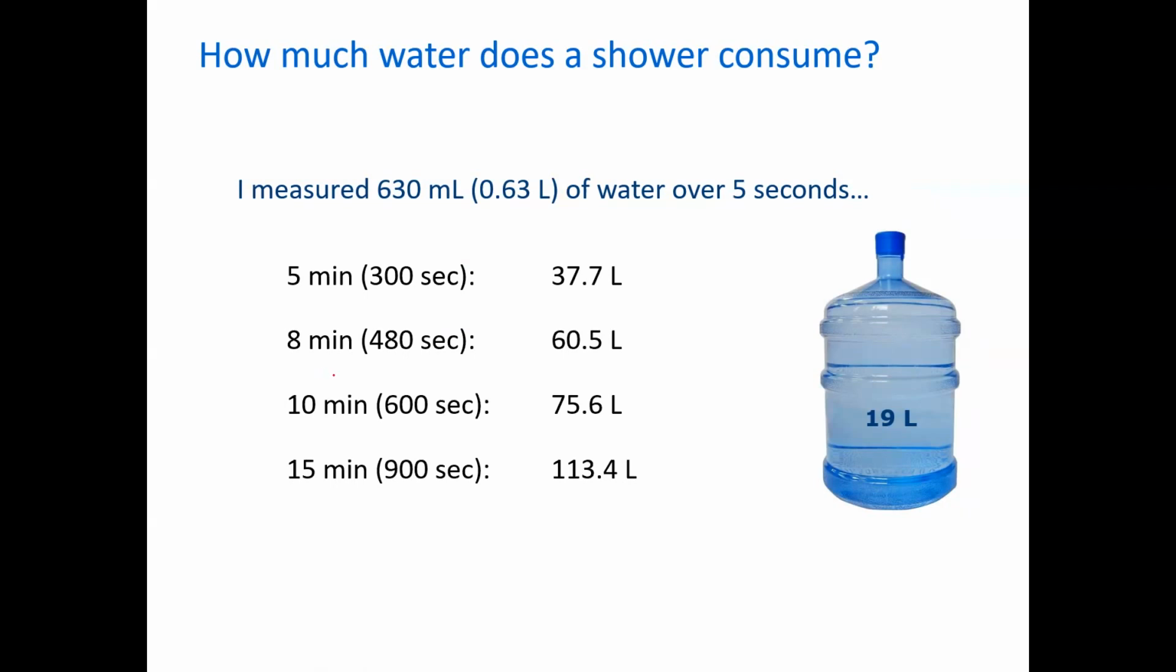One 10-minute shower, and I'm assuming this is probably the average for most people, is about 75 liters. So if we are using, let's say, 200 liters in a day, that's almost half of the amount of water that you're using in one day. It's really quite incredible.